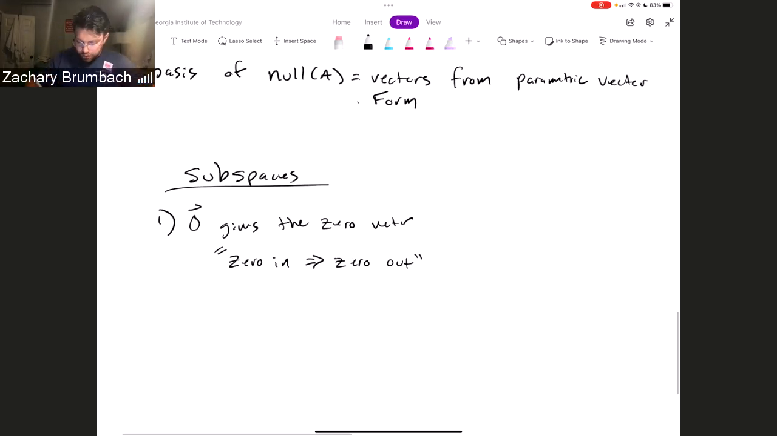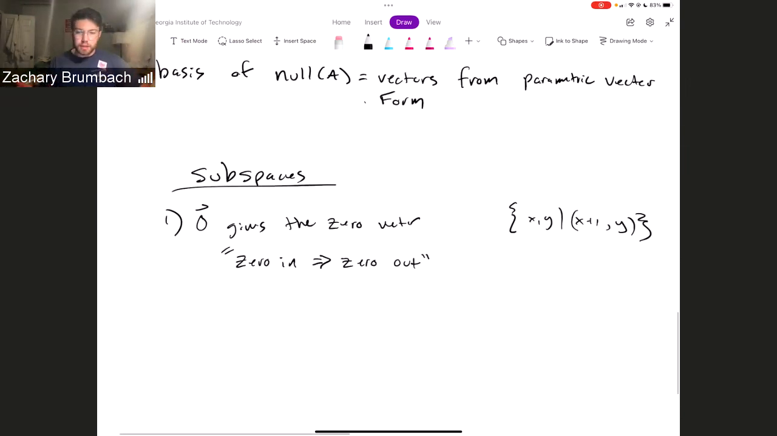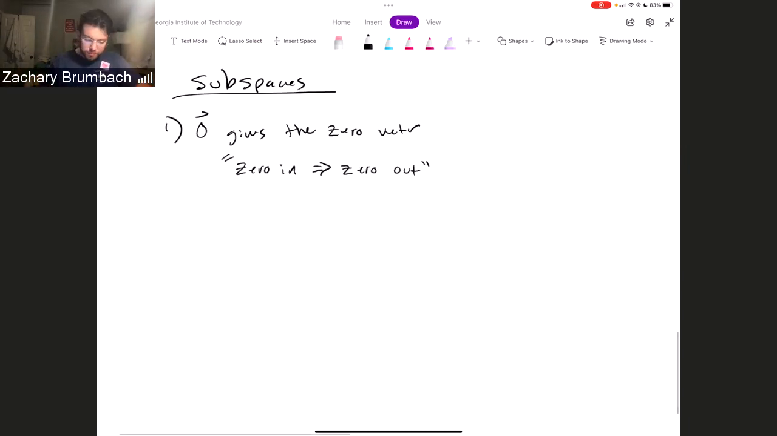So if I define something as a transformation of x, y, like something like that, right? Defining a transformation of x, y that is x plus 1, y. When we plug 0, 0 in, we get 1, 0 out. So this qualification fails. So it would not be a subspace. So if any one of these three qualities fails, then it is not a subspace, okay?